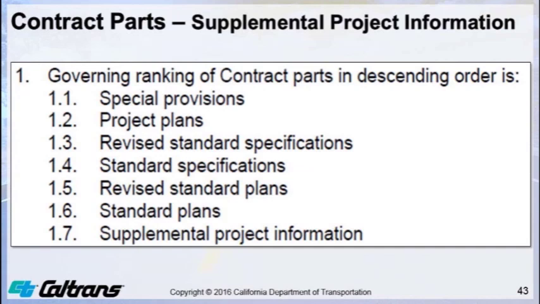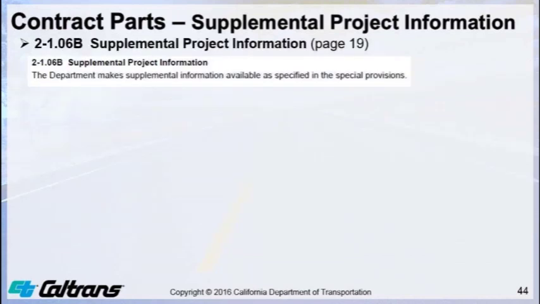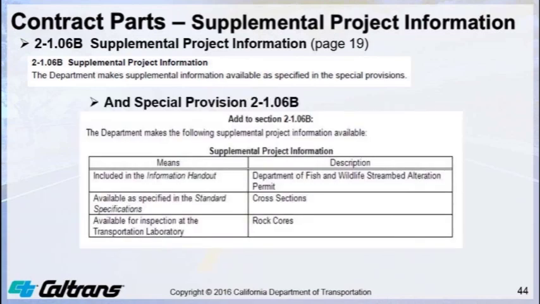Now we will talk about supplemental project information. Starting with the 2010 standard specifications, supplemental project information became part of the contract. Section 2-1.06B of the 2015 standard specifications specifies that the department makes supplemental project information available. An example of supplemental project information for Section 2-1.06B of the special provisions is shown.